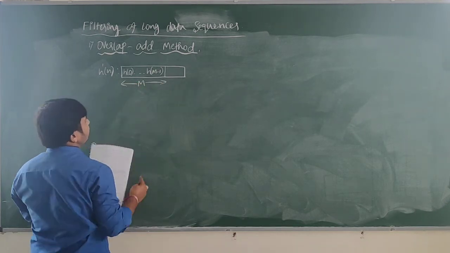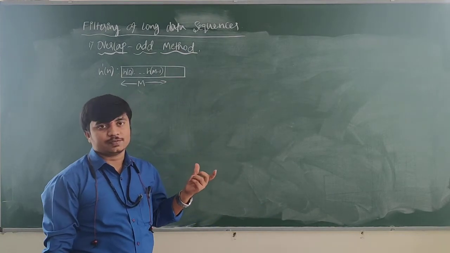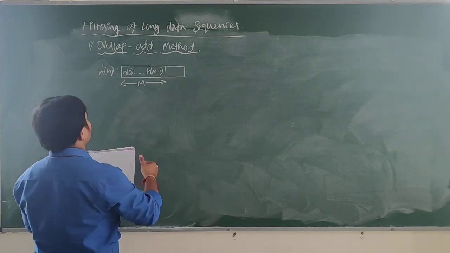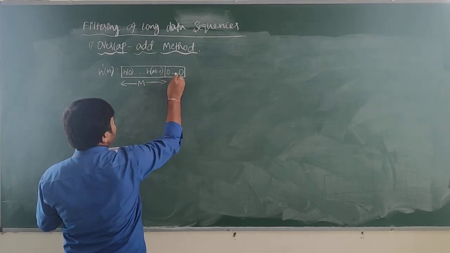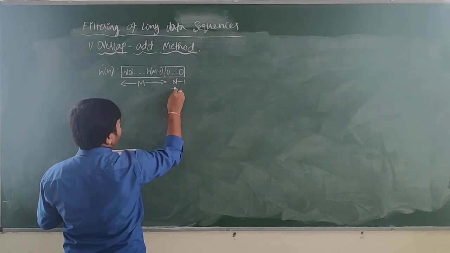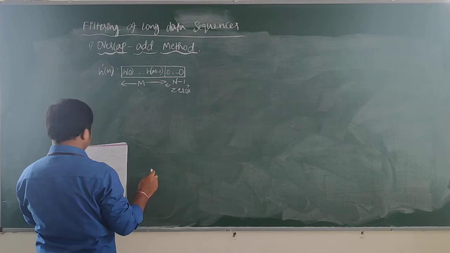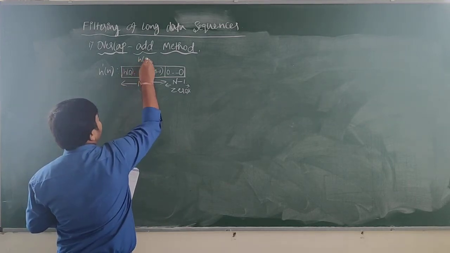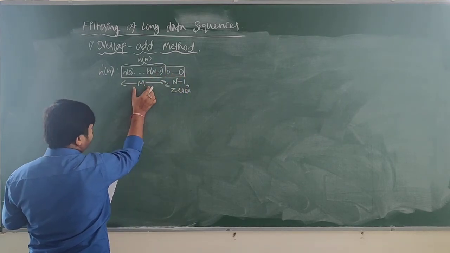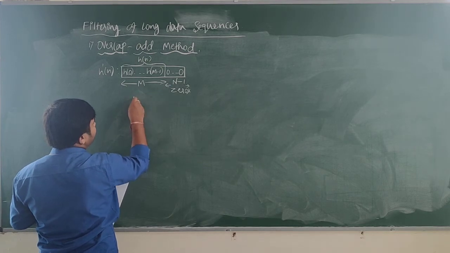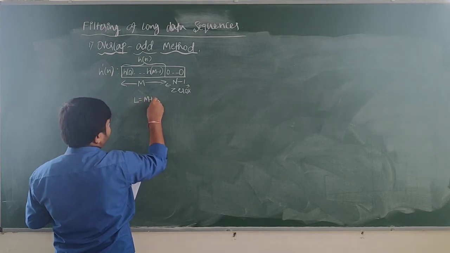We know that in the previous cases also, the length of the impulse function h of n is denoted by m. To this m, I will add n minus 1 zeros. So I add n minus 1 zeros to this length m, to make this length equal to L, where L is equal to m plus n minus 1.